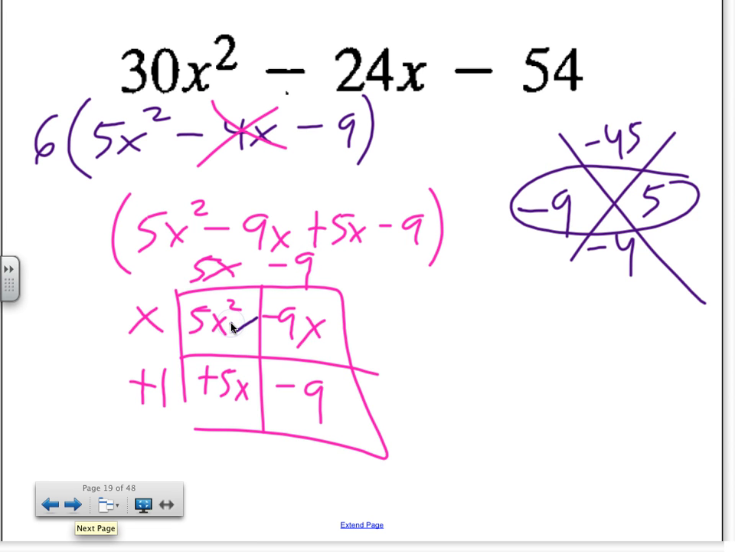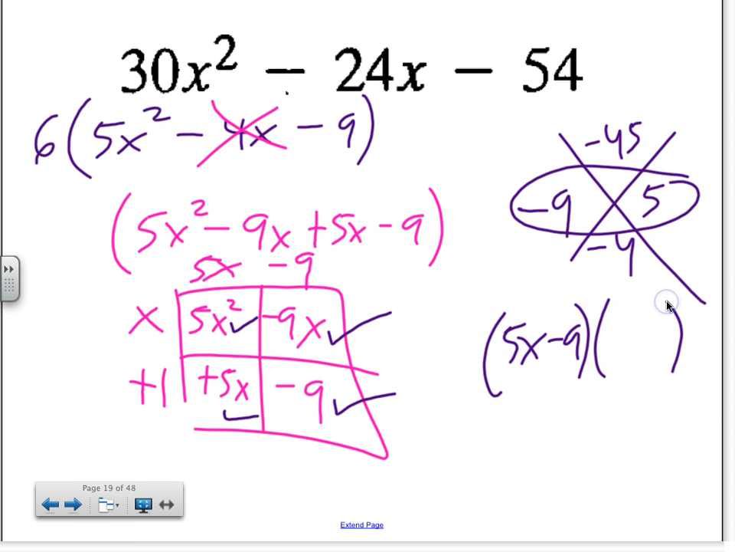5x times x, 5x squared. X times negative 9, negative 9x. 5x times 1, 5x. Negative 9 times 1, negative 9. Everything checked out. What do I write? 5x minus 9 times x plus 1.